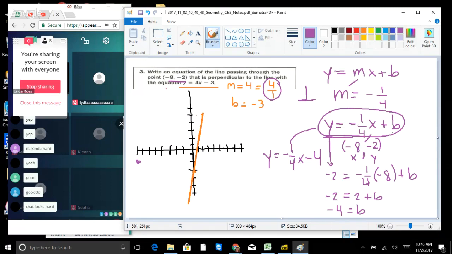Right, I'm going to go graph it now, right? My y-intercept is at -4: -1, -2, -3, -4. It's not at the same spot. It's one below my other one, right? My slope is -1/4. So I could either rise -1 and run +4, or I can rise +1, run -4. So I'm going to do this one, okay? I'm going to rise +1, run -4.